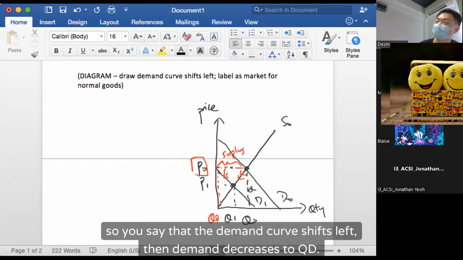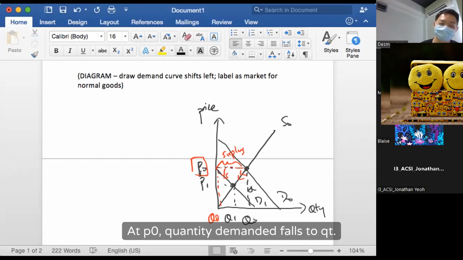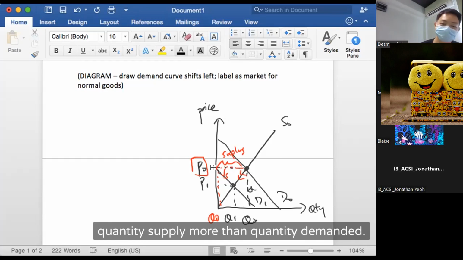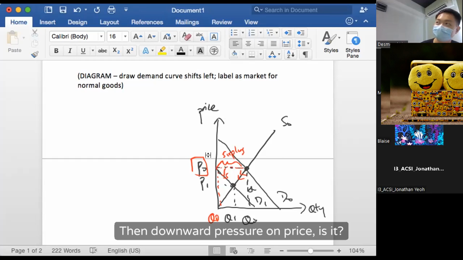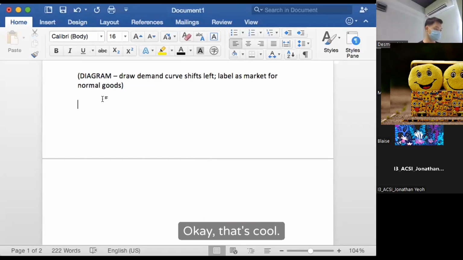So you say that the demand curve shifts left, then at P0, quantity demanded falls to QD. So then the surplus comes up, because your quantity supplied is more than your quantity demanded. Then downward pressure on price, isn't it? Correct. Yes, great, you're done. I removed the diagram. Okay, let's go.